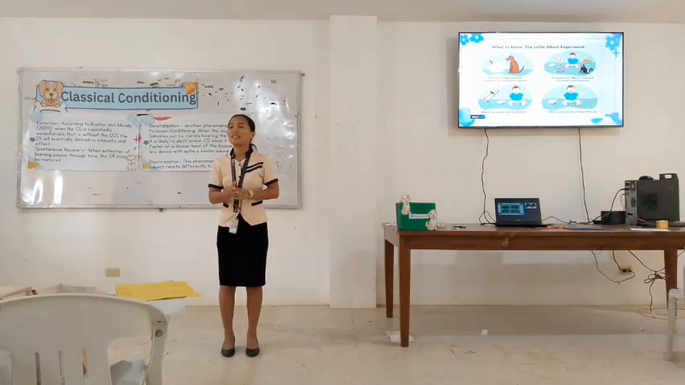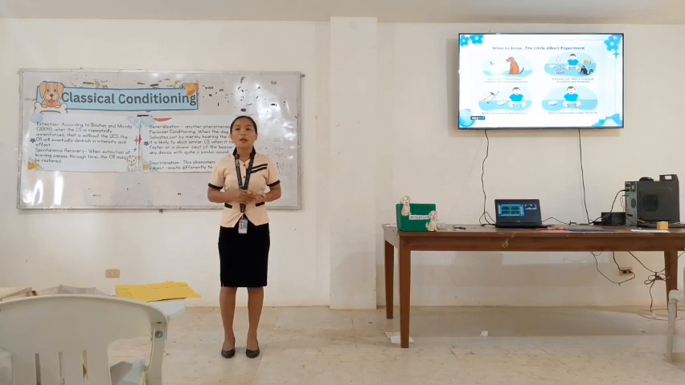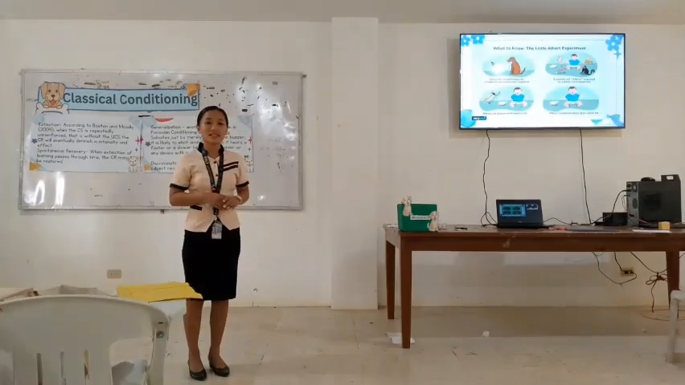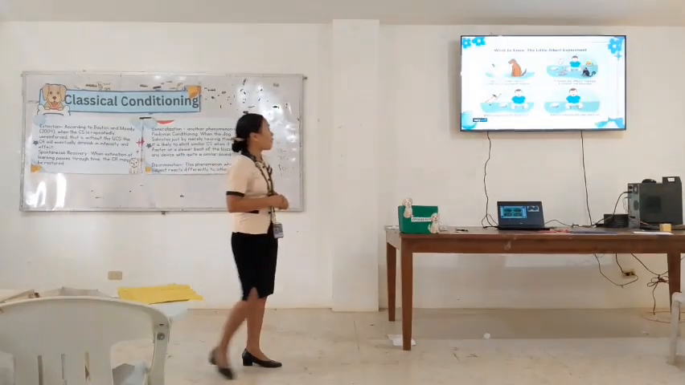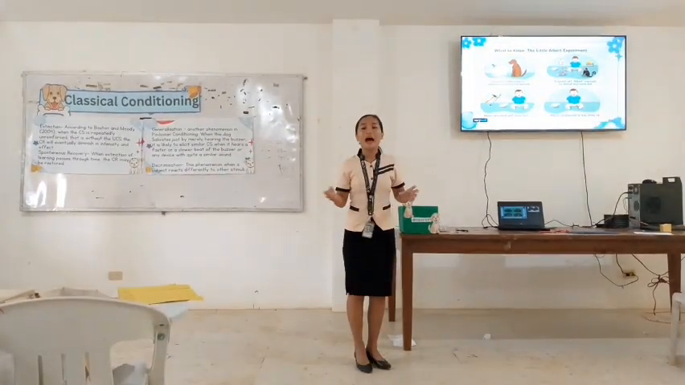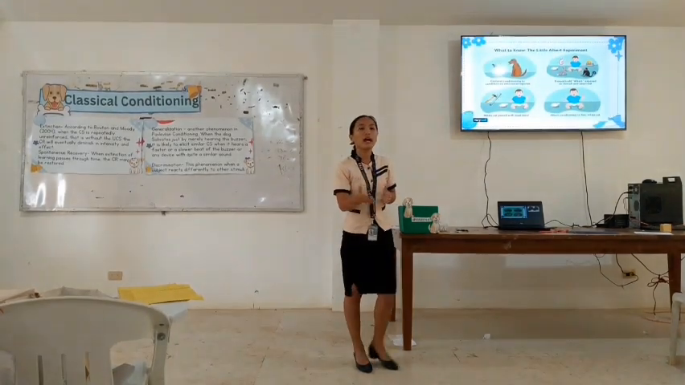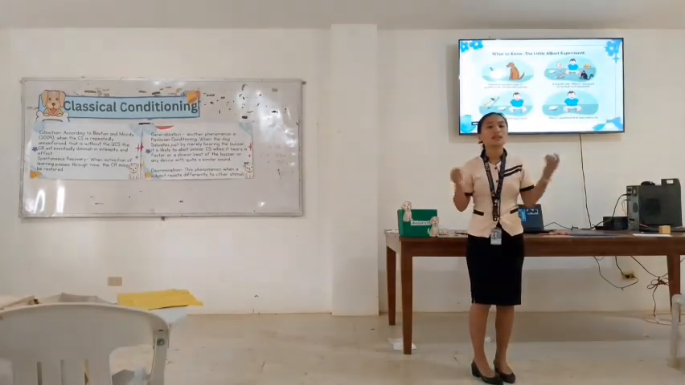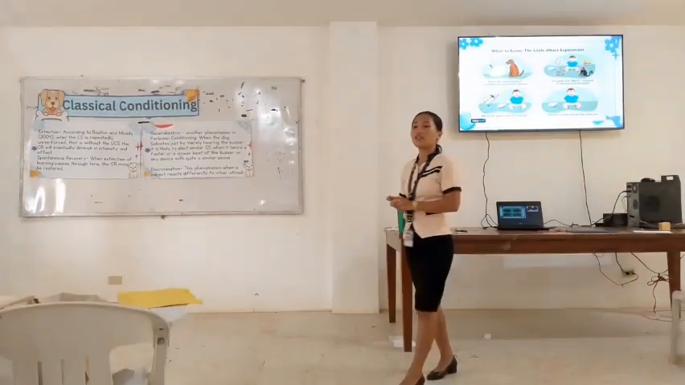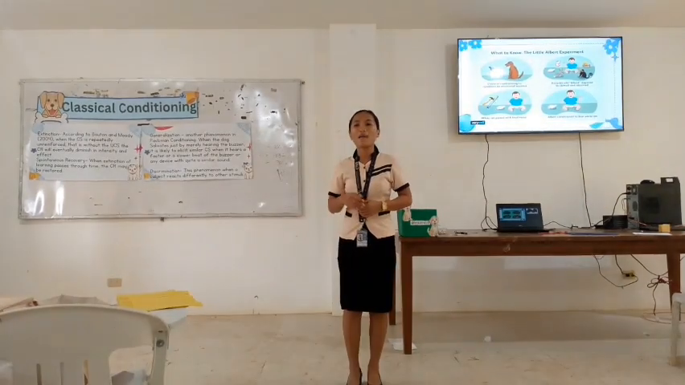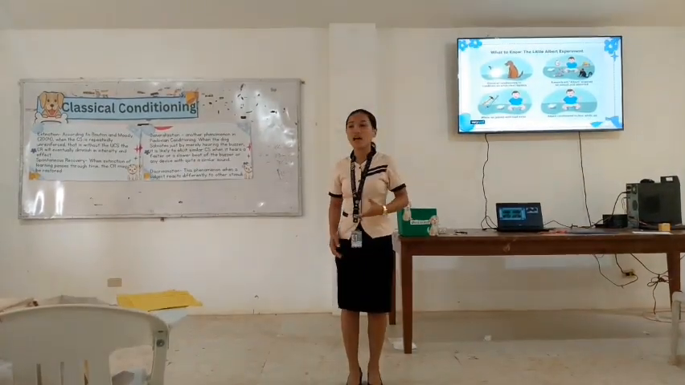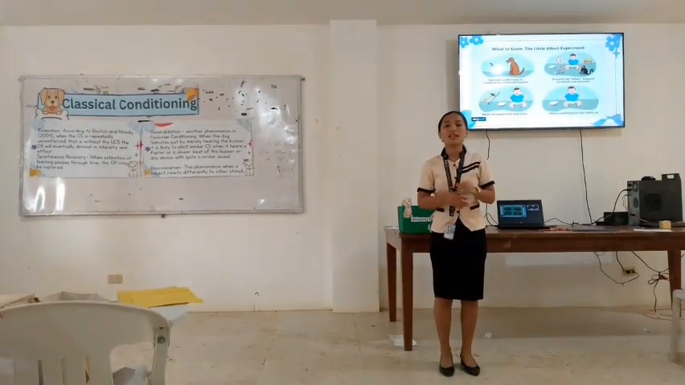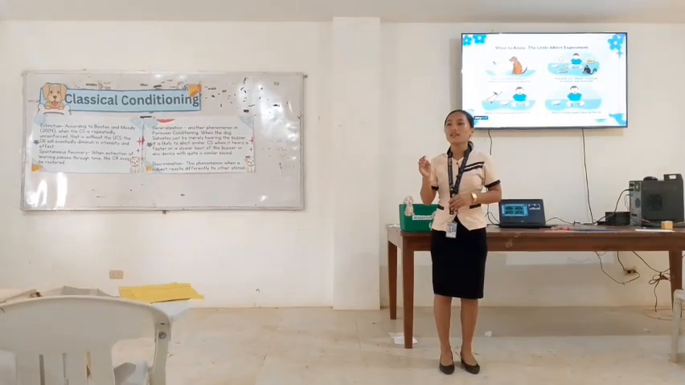Albert was a baby who initially loved playing with a white rat. But Watson and his assistant, Rosalie Rayner, paired the white rat with a loud clang noise. Every time Albert saw the white rat, there was a loud clang. With this experience, what do you think happened when Albert saw the rat again? Very good. Albert became afraid when he saw the rat, even without the loud clang.